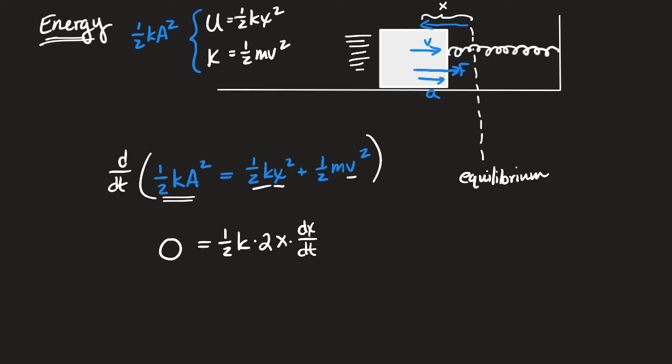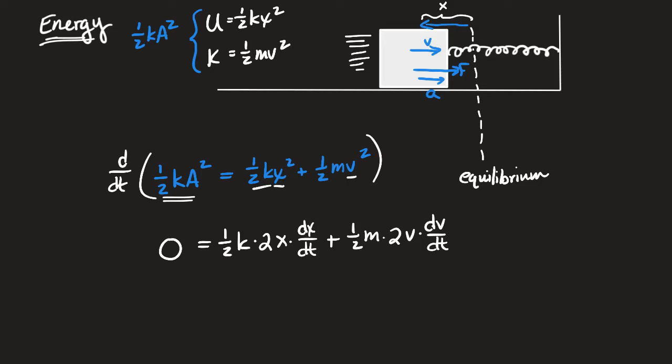So next I'm going to go to the next term. 1/2 m is a constant, I'll bring that out front. I have v squared. v does change with respect to time, so I do need to do the chain rule here. So times 2v. Now I need to take the derivative of v with respect to time, so times dv/dt.